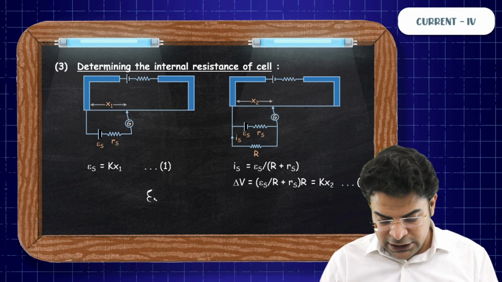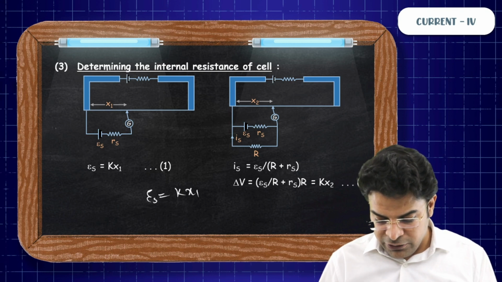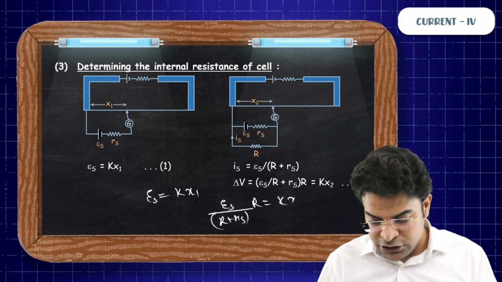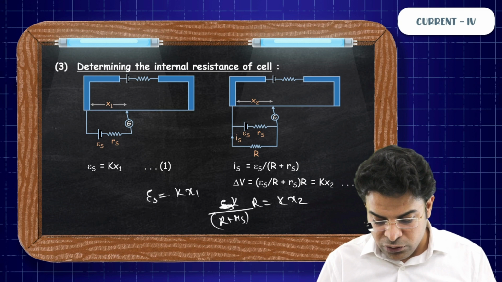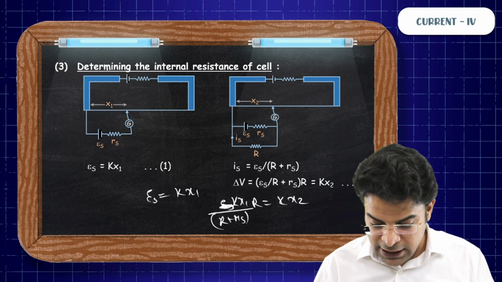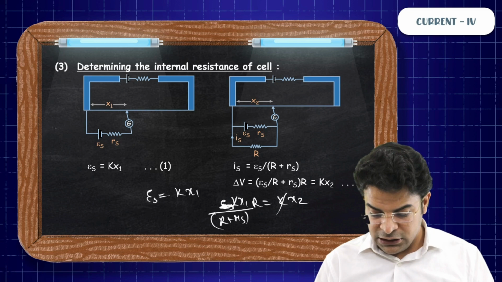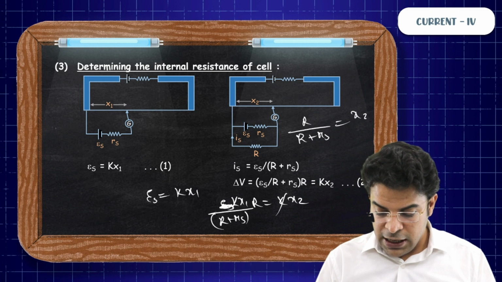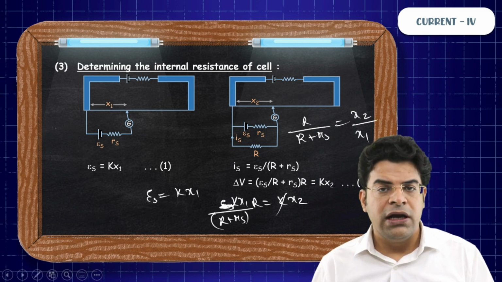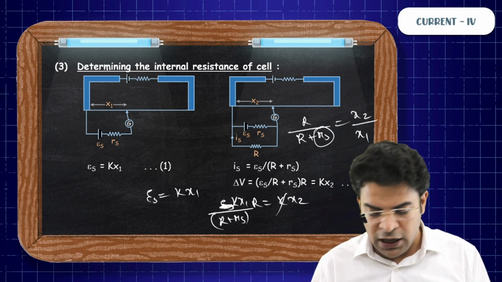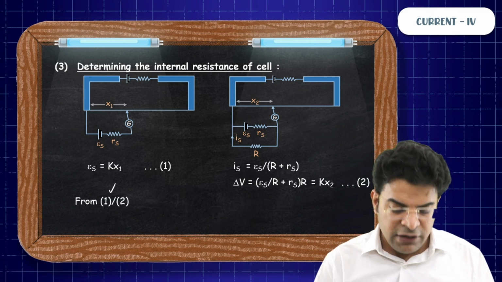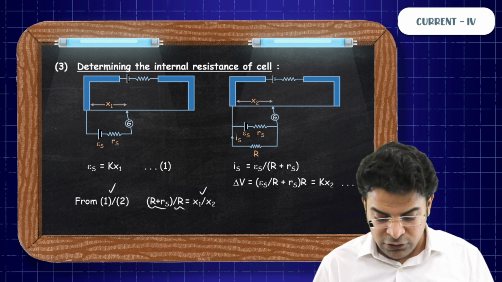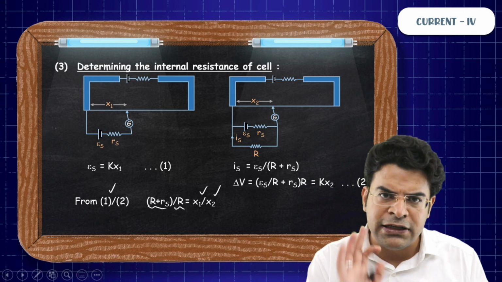So you will say ES equals kx1. Second equation, ES upon R plus RS into R equals kx2. In place of ES, if you substitute kx1 from the first equation, the k gets cancelled. So what you get here is R upon R plus RS equals x2 by x1. And then you can rearrange and solve to find the value of RS. How? Let's see. Dividing both the sides, ES gets cancelled. You get R plus RS upon R equals x1 by x2. Do it on your own, you will get the same thing.